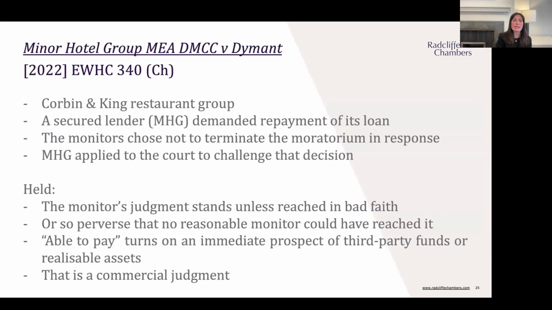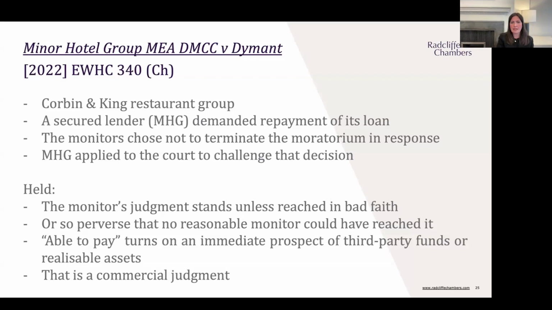This was one of those cases back in 2022, so early in the piece. This was Corbyn and King Group, which owns the Wolseley and the Delaunay and various others. A secured lender demanded repayment. The monitors chose not to terminate in response, and an application was made to challenge that decision. Some encouraging views from the court about this.